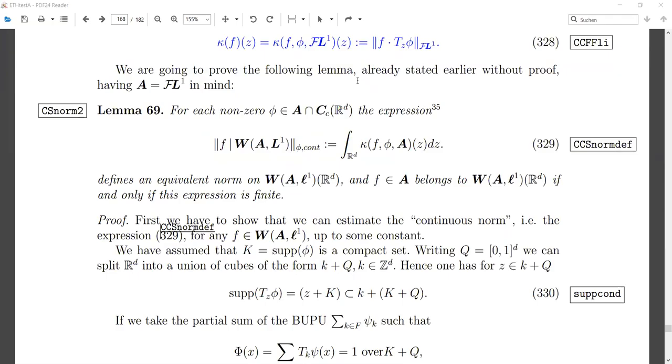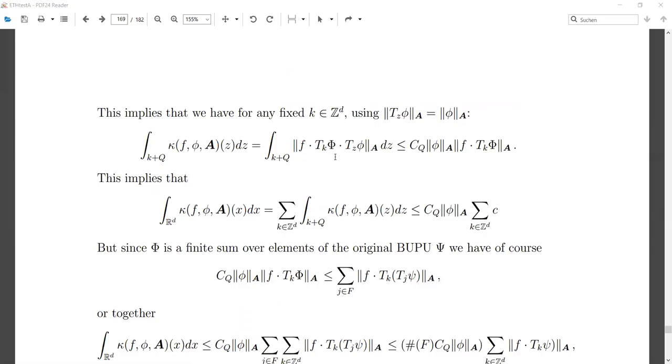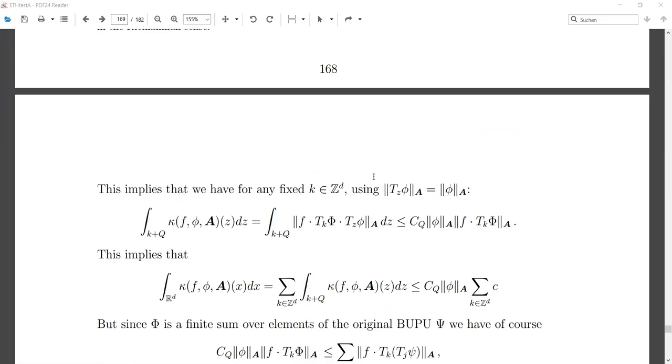The support is something around the shift k. So it has some support, and you can say, well, everything is happening around this. And if you take the BUPU, you need only to sum up over a finite set of elements which are nearby. So the trick is, I'm also using that the trapezoidal functions have a norm which is equal, independent of the position. Recall that shifting a function means multiplying with a pure frequency in the Fourier domain, and that doesn't change the L1 norm. So this is quite clear.